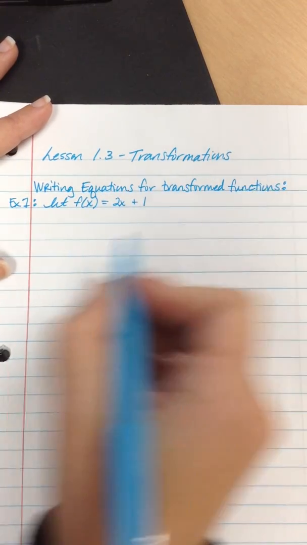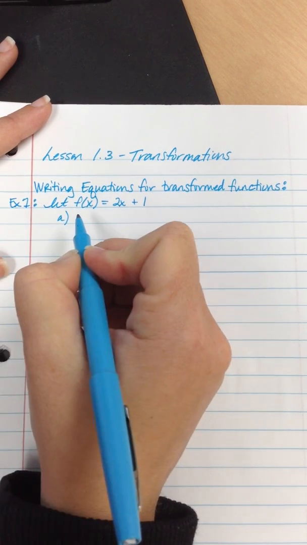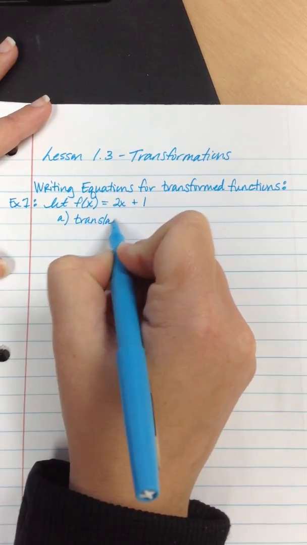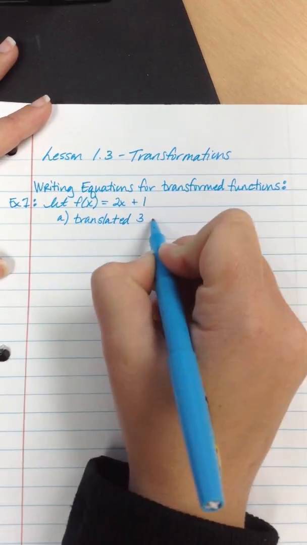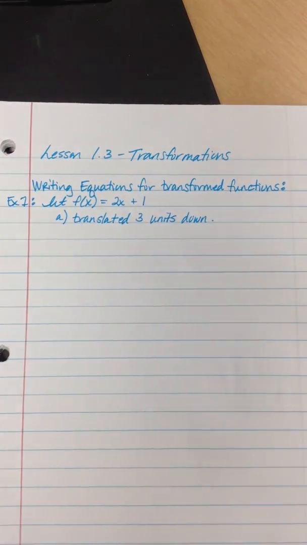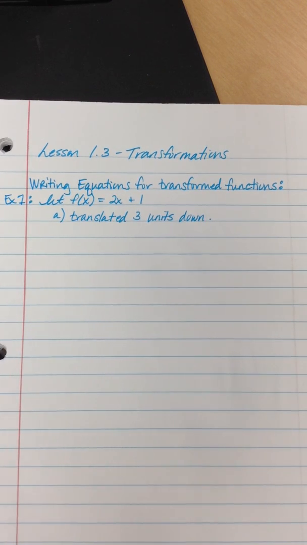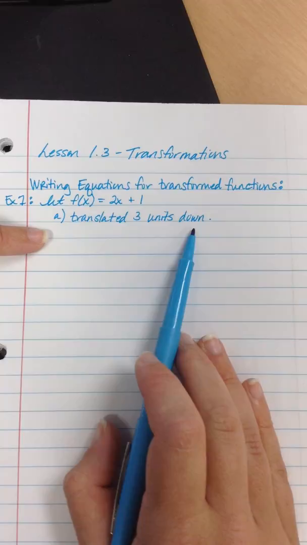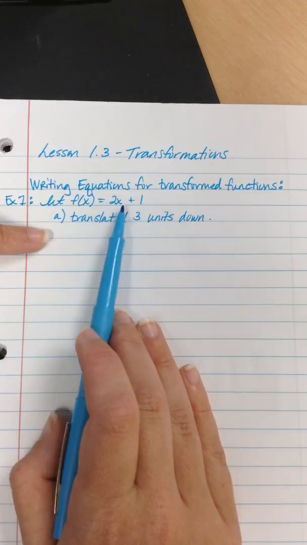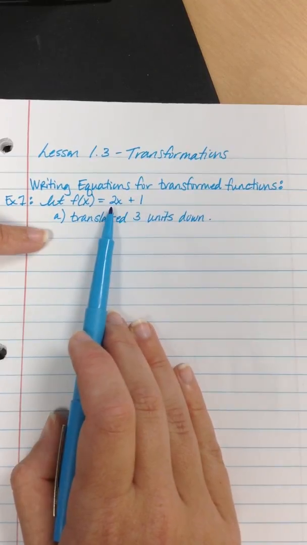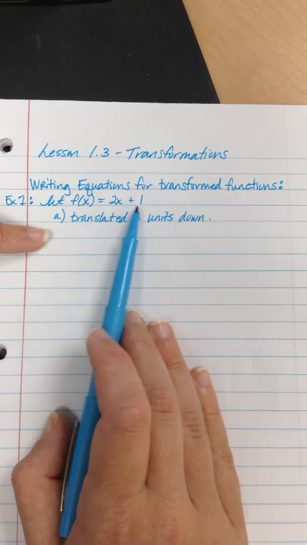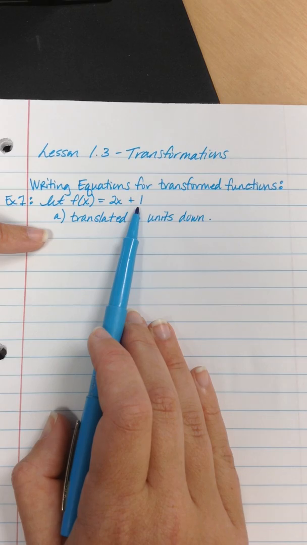I'm going to have you do a couple of things with this, but first, we're going to do translate. All right, let's do translated 3 units down. So if you need to, grab your foldable and take a look at it. Translated 3 units down, remember when we are moving up and down, that means we are adding or subtracting to the outside. So notice there's really no inside, there's no parentheses, or there's not any absolute value bars. So by default, this is already the outside.